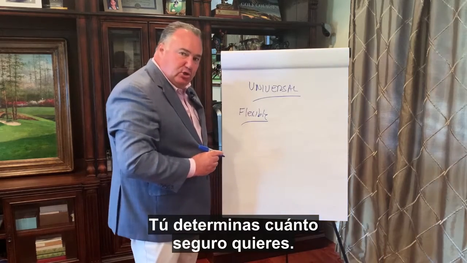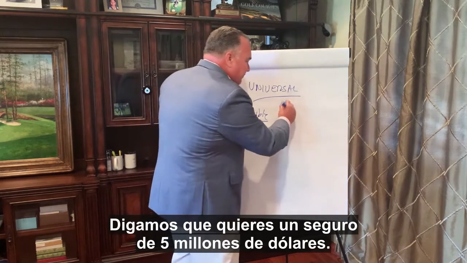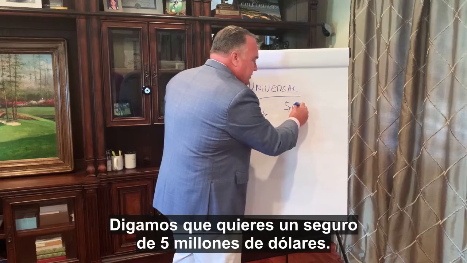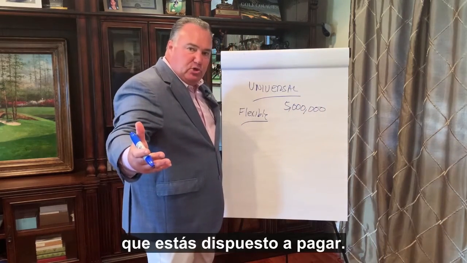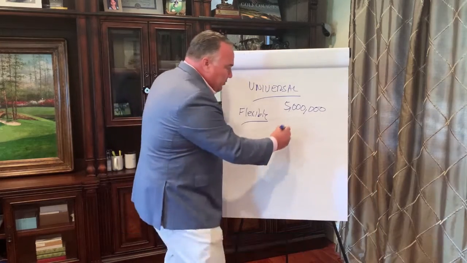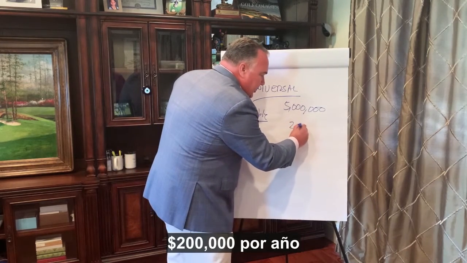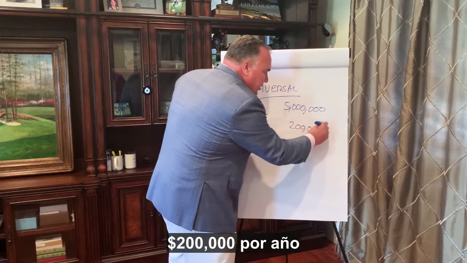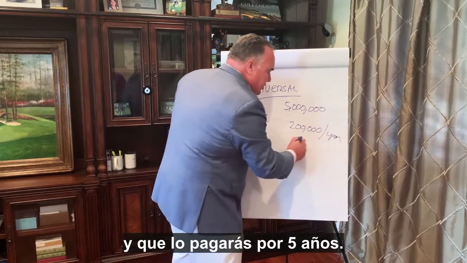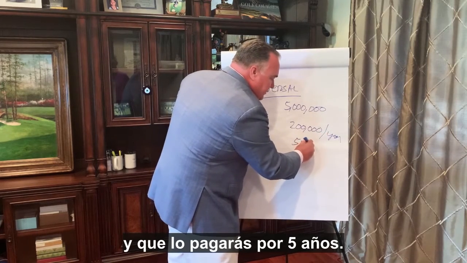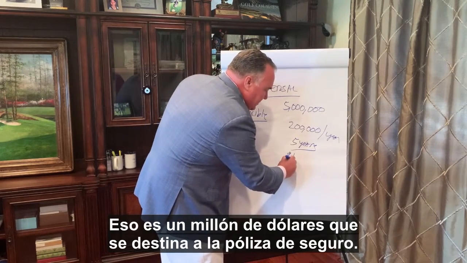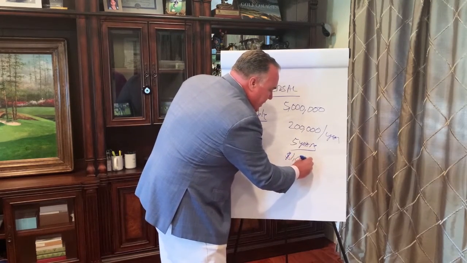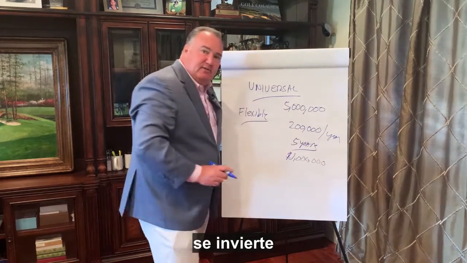You determine how much insurance you want. Let's say you want $5 million worth of insurance. We determine how much the premium is going to be that you're willing to pay. We'll say that you're willing to pay $200,000 per year and that you will pay it for 5 years. That's $1 million that goes into the insurance policy. That $1 million gets invested.